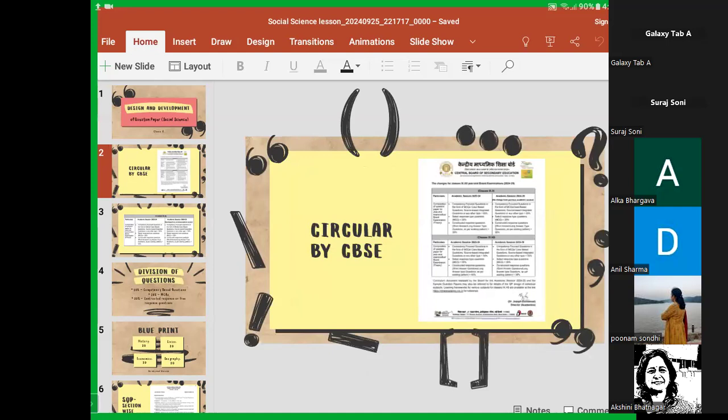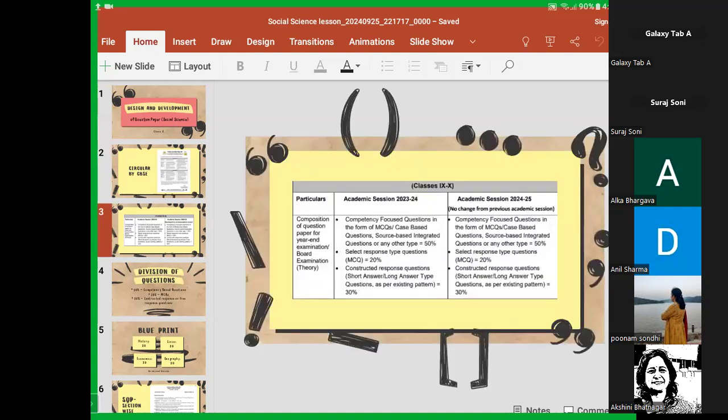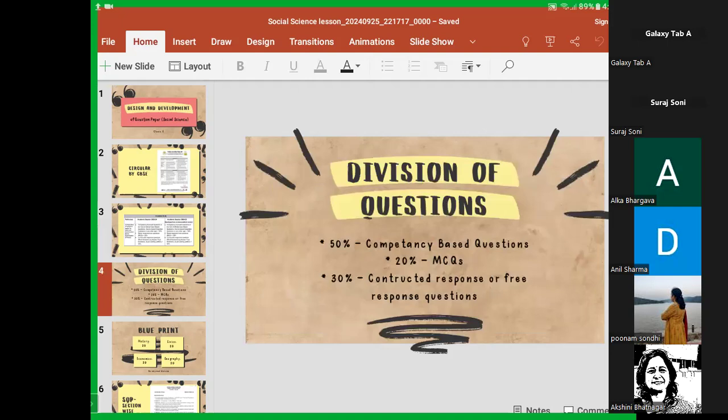Now the circular by CBSE clearly tells us about the design. The first thing that we can notice here is there has to be 50% of competency-based questions, 20% select response questions, and 30% constructed response questions. We'll have a look at the definition or meaning of these kinds of questions later on. But right now, 50% is the competency-based questions, 20% select response questions, and 30% is the constructed response questions.